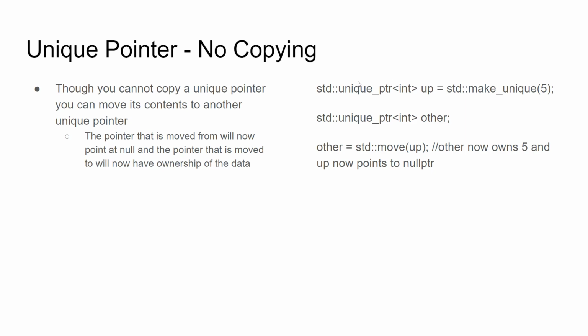So the way that you specify a move is by using std::move. So here I'm moving my unique pointer into other. So now other assumes ownership over this value 5, and then our unique pointer would point to null pointer because it doesn't own anything anymore. So it is possible to move values around.